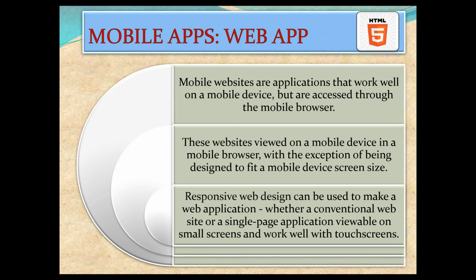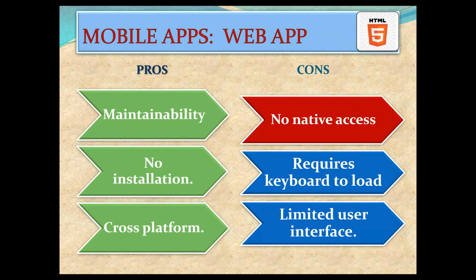So then we have the web apps, also called mobile websites. These are applications that work well on a mobile device but are accessed through the mobile browser. Sometimes they're called web apps. So most simply, they are websites viewed on a mobile device in a mobile browser, with the exception of being designed to fit a mobile device screen size. Then we have web application advantages and disadvantages.